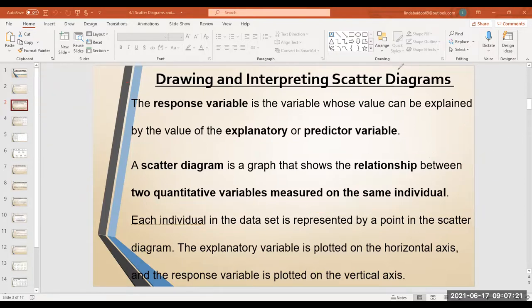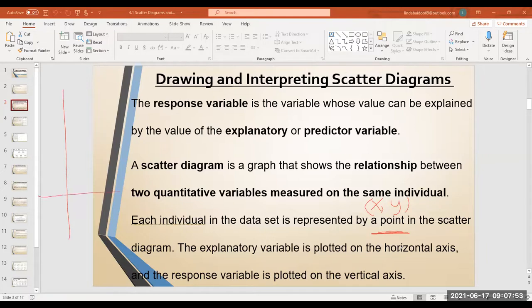It has to be the same individual. It cannot be James and then we choose another person. No, it has to be that same individual. Each individual in the data set is represented by a point. And when we say a point in math, which we all know, it consists of an x coordinate and then a y coordinate. So x and y, it consists of the explanatory and the response. So each individual in the data set is represented by a point in the scatter diagram. The explanatory is plotted on the horizontal, which we already know.